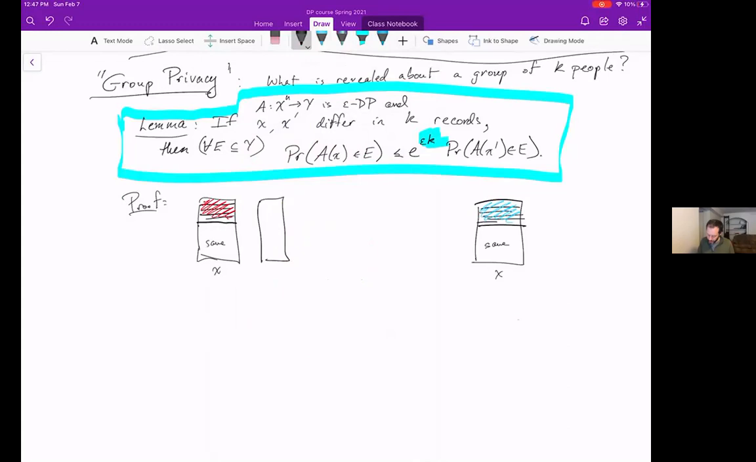We're going to consider a chain of intermediate data sets, like x1, x2. We'll call the original x, x naught. So these are all data sets. And just so that you don't get confused with data records, I'll call this x naught, this one x1, x2, all the way up to x of k minus 1. And we'll just imagine changing one record at a time.